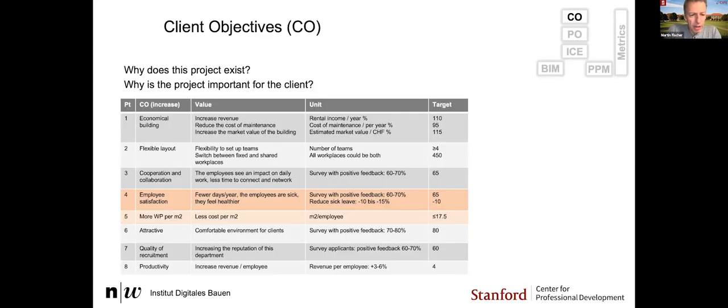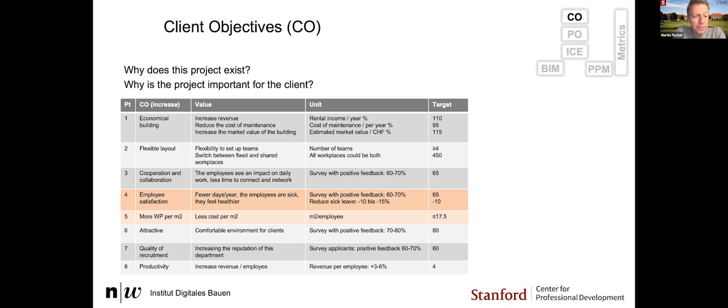So what did the client objectives look like? They actually were very careful in defining client objectives, which really tell you why the project exists and why this project is important to the client. So they wanted to have a building that was very economical. Everybody says that, but what does it actually mean? Here, the client said, I want to increase my rental income by 10%. So the target is 110%. I want to reduce the maintenance by 5%. And I want to increase the market value by 15%. So they were very clear on what the economic goals for them were.